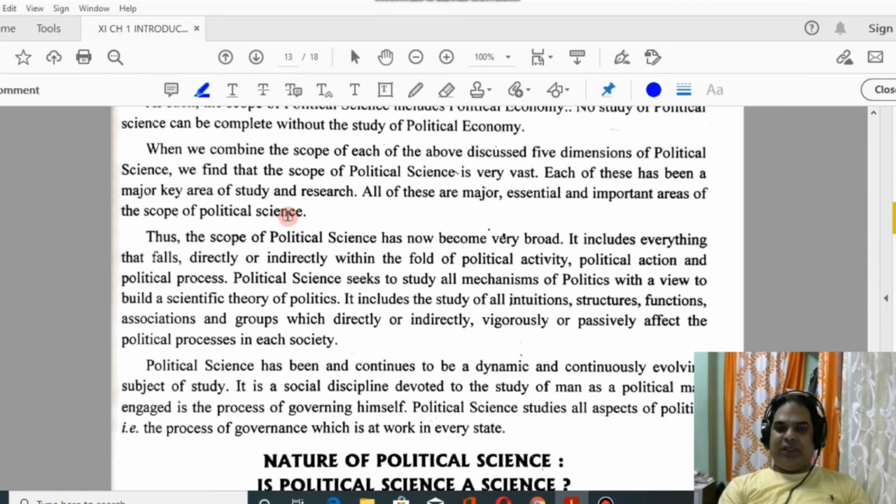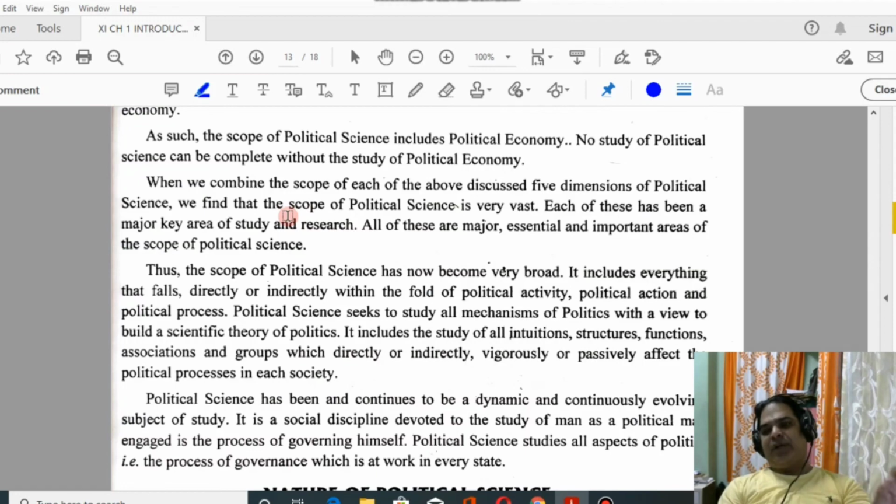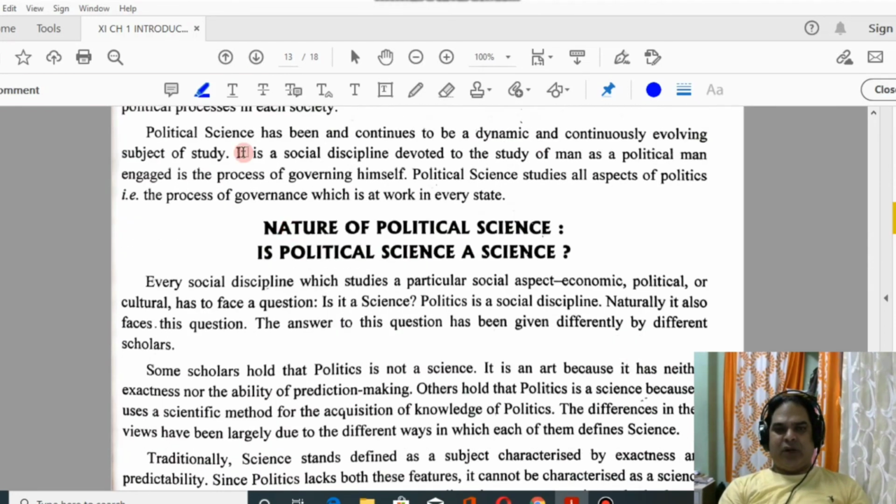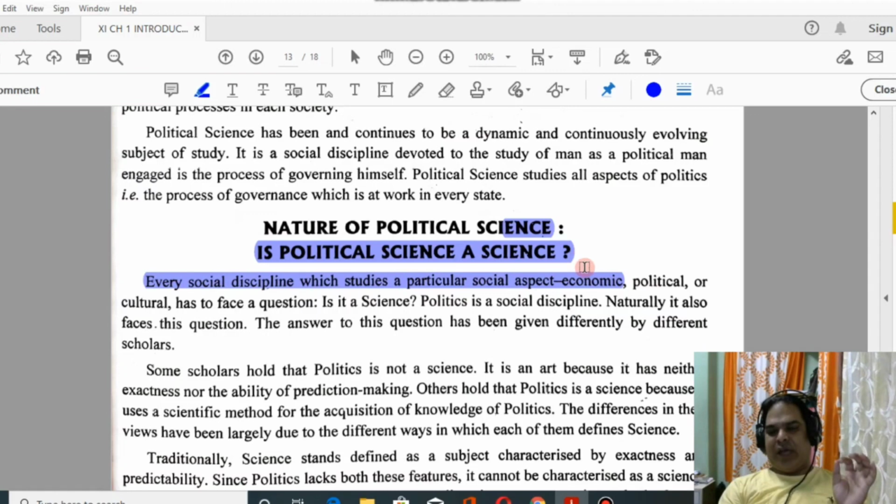So this is the end as per the syllabus till now. This part is not required: nature of political science, is political science a science? This is not asked till now, so we'll wait for the syllabus. If the syllabus is reduced further, because in the previous session 2021 this topic was not there, so we are not going to do this.